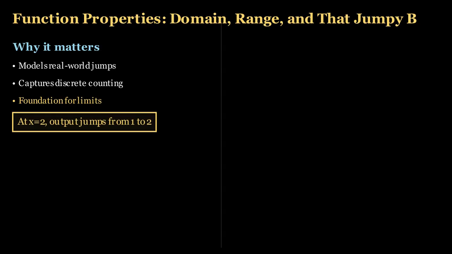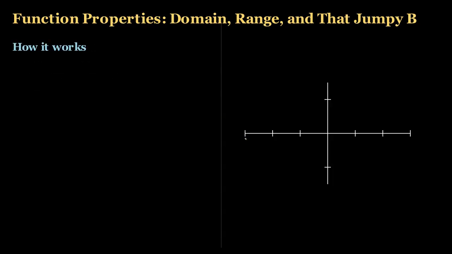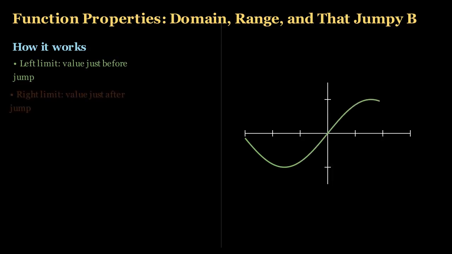Let's zoom in on what happens right at an integer, say x equals 2. If you sneak up on 2 from the left, taking numbers like 1.9, 1.99, 1.999, the floor of each is 1. So the left-hand limit, the value the function is heading toward as you approach from the smaller side, is 1. Now come in from the right, with numbers like 2.1, 2.01, 2.001.